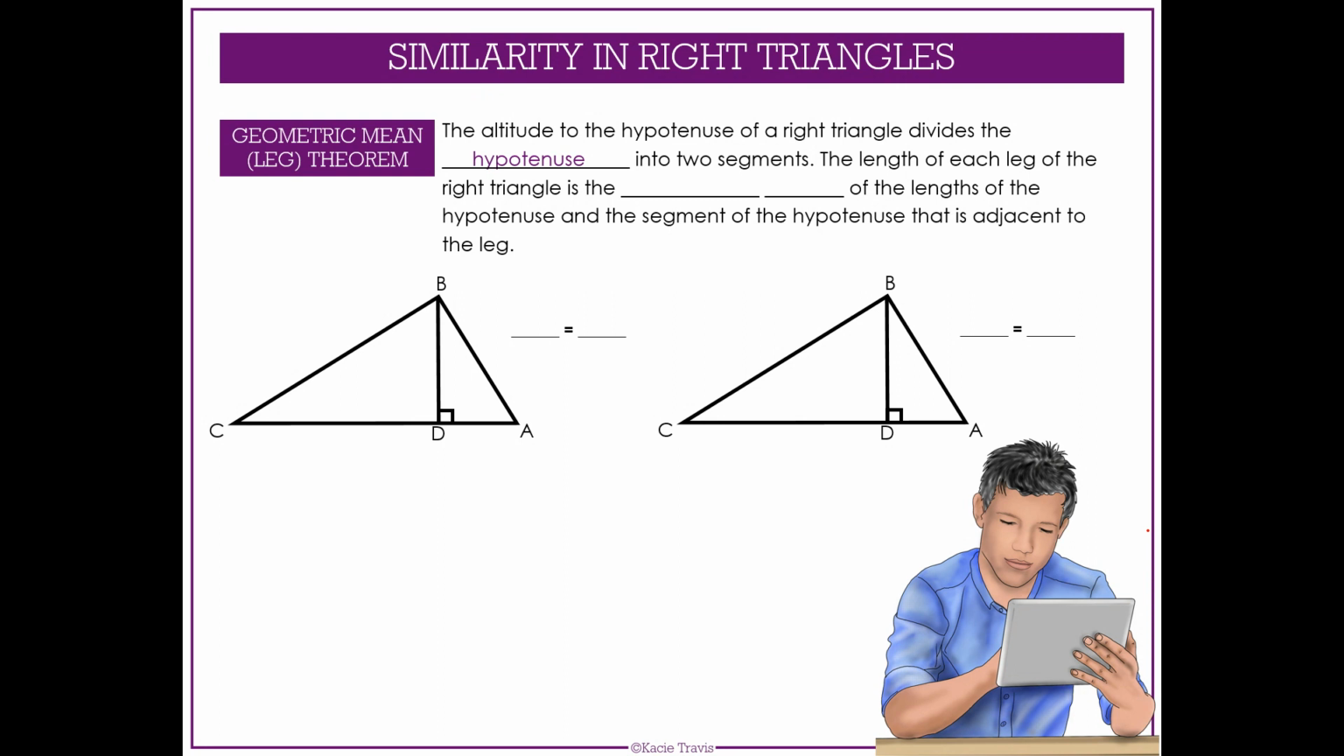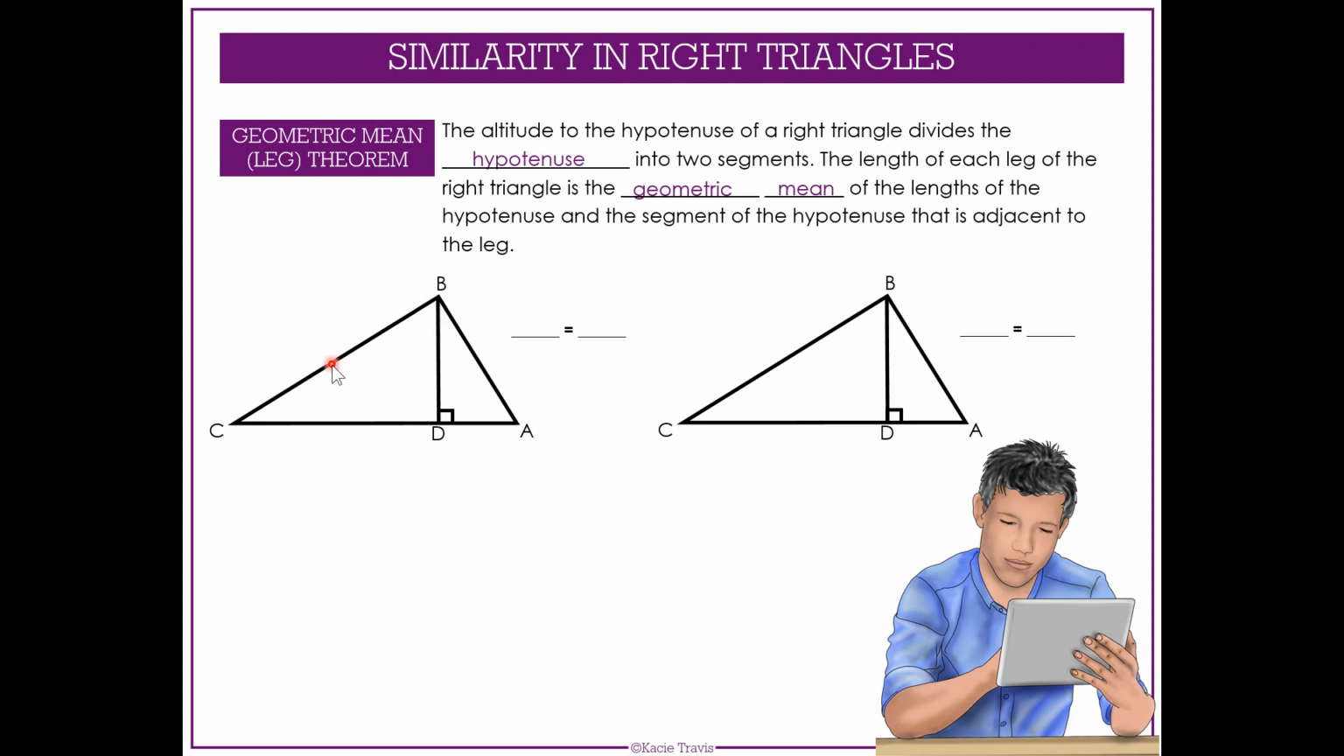The length of each leg of this right triangle is the geometric mean to the lengths of the hypotenuse and the segment of the hypotenuse that is adjacent to the leg. If you don't remember what the word adjacent means, next to. So depending on which leg we're looking at, aka the sides here that are not the hypotenuse, we are going to have two different formulas.